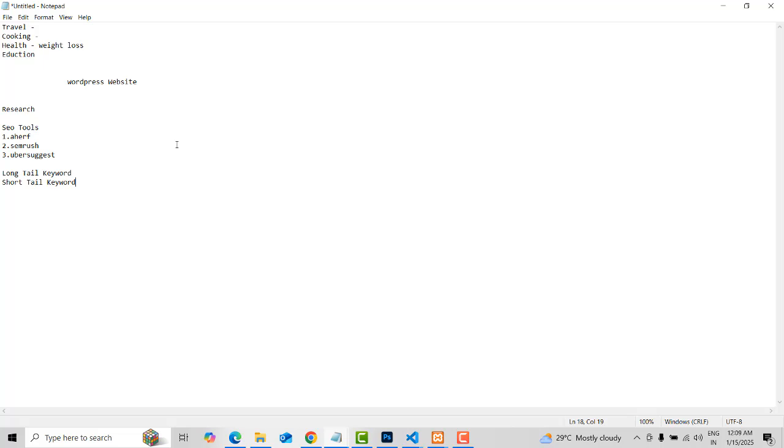What's the difference? A long tail keyword is nothing but using more than 3 or 4 words. If it is a short tail keyword, it must include only 1, 2, or 3 words. This is a short tail keyword, and this is a long tail keyword. This is the difference between long tail and short tail keywords.